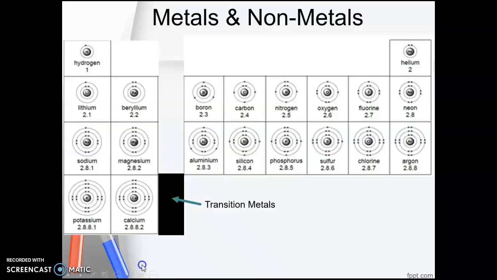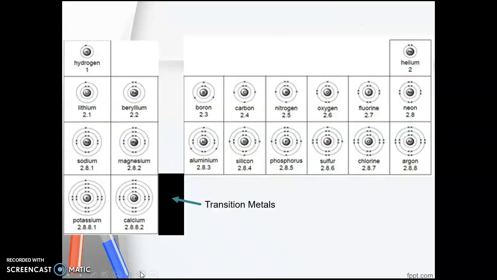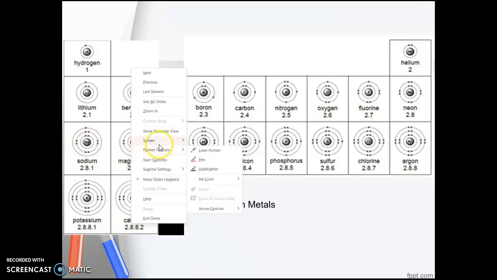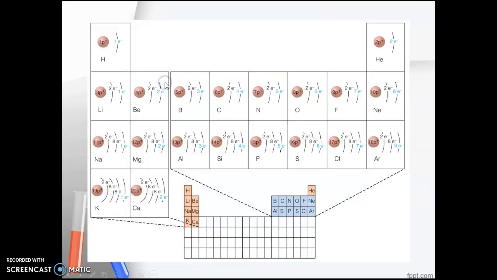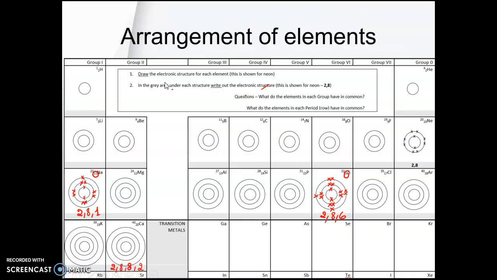You're going to do the rest of the elements. Let's return back to where we were. You're going to pause the video, and when you return back, I will show you the electronic configuration of all the 20 elements of the periodic table.